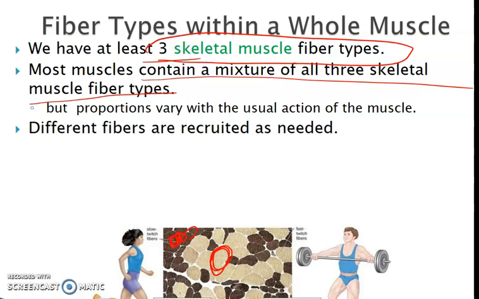So, different muscle fibers are used for different things, and they're recruited as needed. So, this guy here is lifting weights. He is probably using some fast twitch muscles because it's a really quick jerk. Whereas she might be running a marathon, which is 26 miles and change, and she's probably using slow twitch fibers.